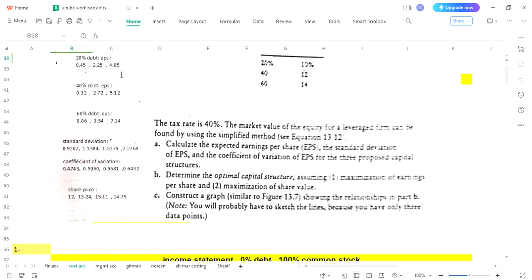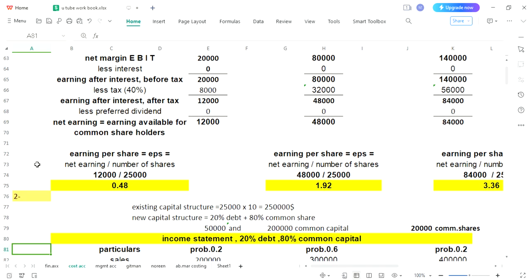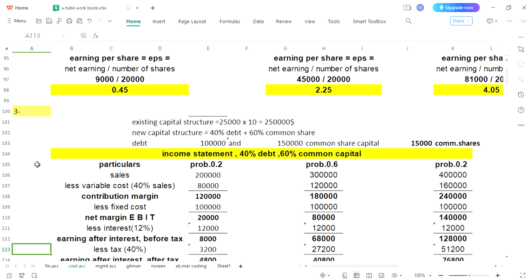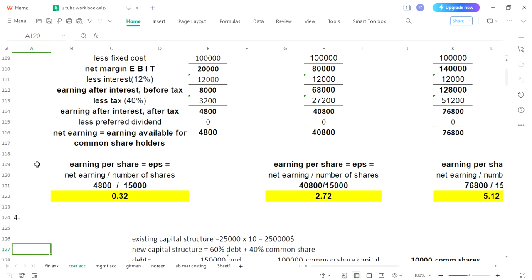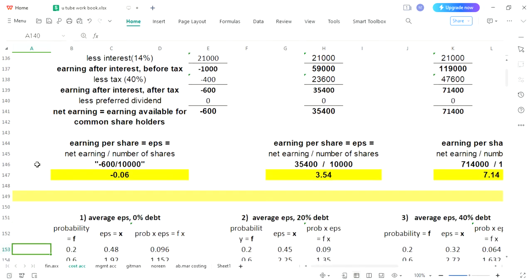How many answers? 3 into 4, 12, 4, 16, 4, 20, 24 answers were present in your question. And look at here what we have done. This is your first part where we have calculated EPS for different probabilities, 0.2, 0.6, and different debt equity ratio. EPS were calculated in 4 parts.